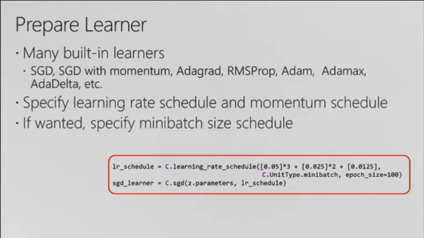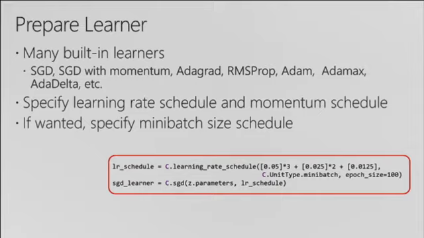So after writing the models, the next step is to prepare your learner. And there are many built-in learners in CNTK. We have stochastic gradient descent, SGD with momentum, AdaGrad, RMSProp, AdaMax, AdaDelta, etc. And for those of you who have been doing a little bit of deep learning already, you know that it's quite important to specify a learning rate for deep learning.